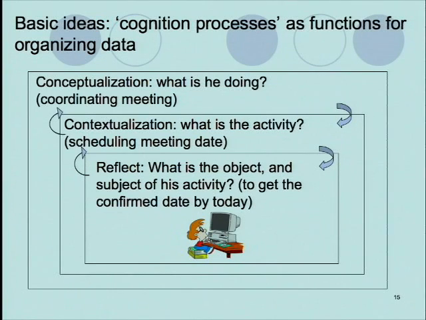So then there's a function, reflect. Here I use activity theory from Leontiev on object and subject. It asks you to pose the question: what is the object and subject of his activity? The object is what the focus is at the moment while he's in this activity, and the subject is the referential process while he's conceiving his motivation at this time. So then it returns a value: to get the confirmed date by today.